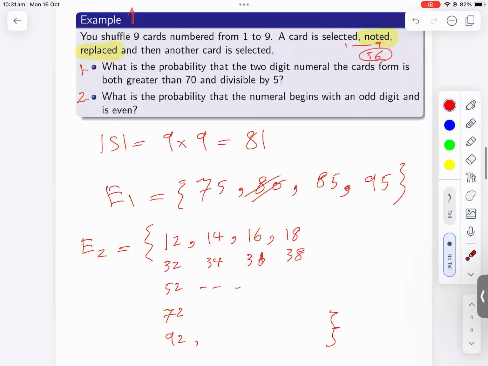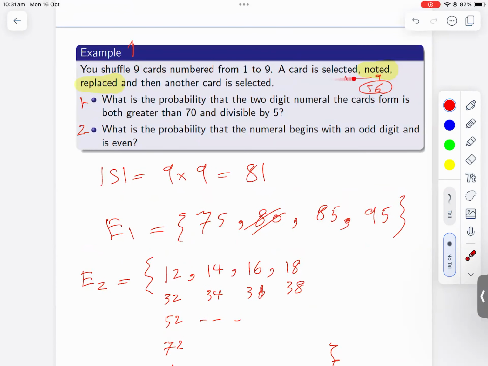So we've got 2 cards, 9 times 9, or we draw 9 cards twice. So the scenario count will be 81, and the desired one is bigger than 70. 70 is not accepted: 75, 85, 95. We don't have 80 because we don't have 0. All right, so the probability of E1 is 3/81.